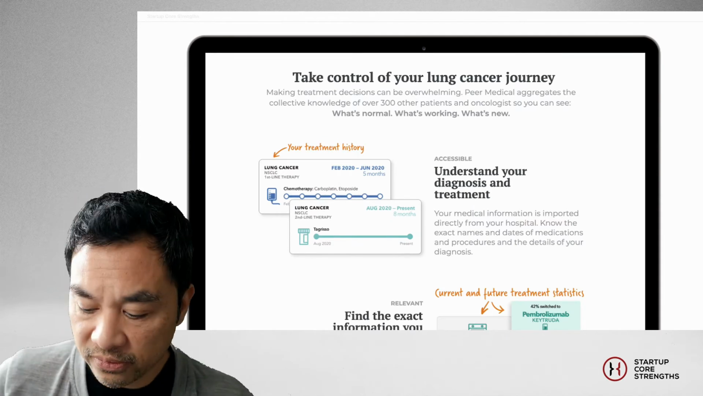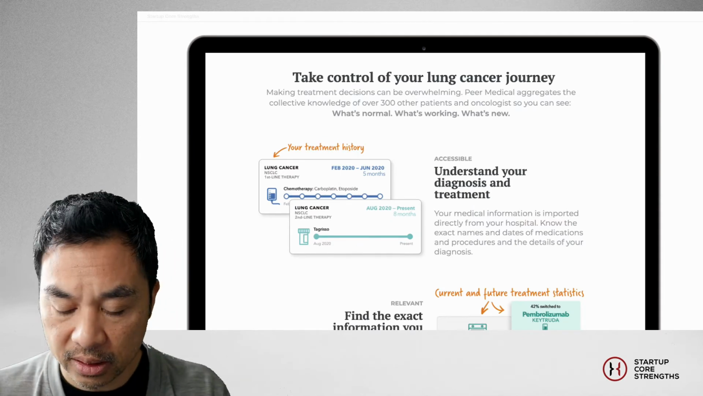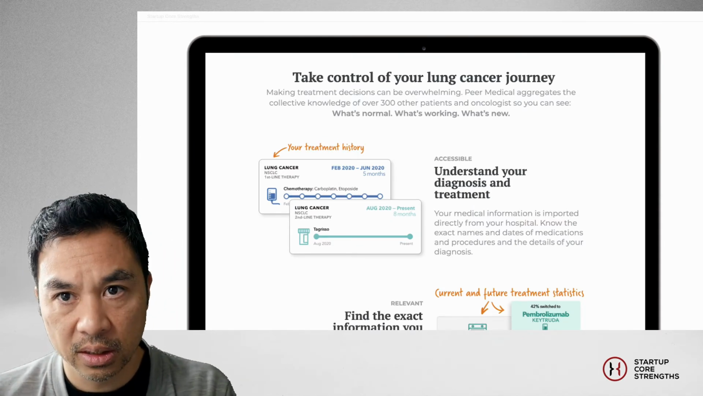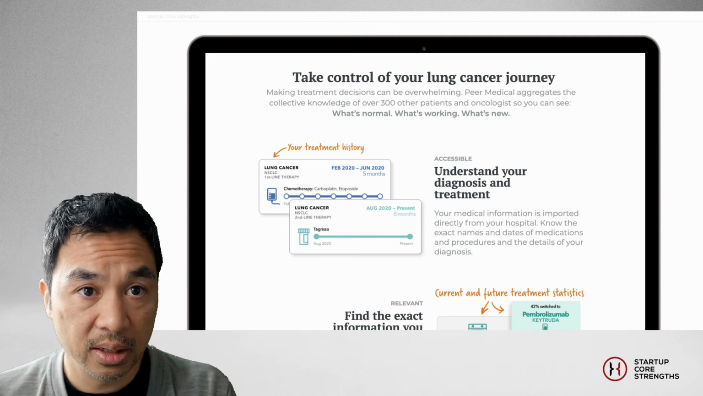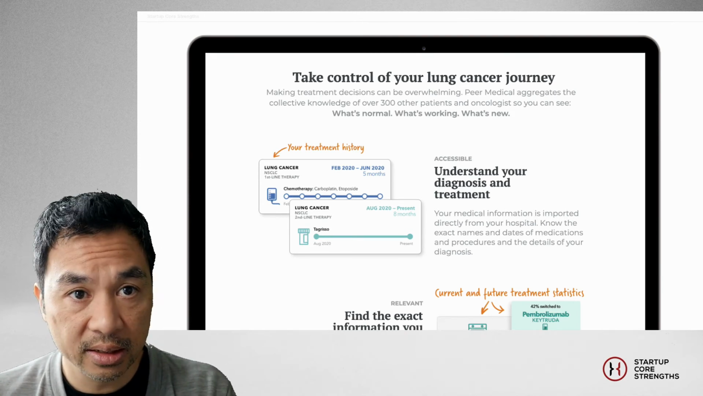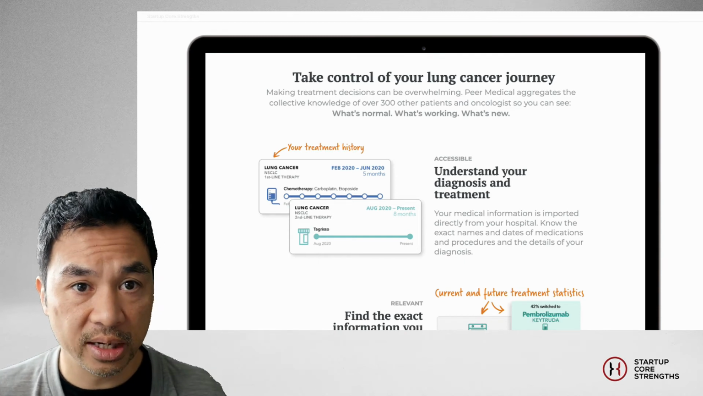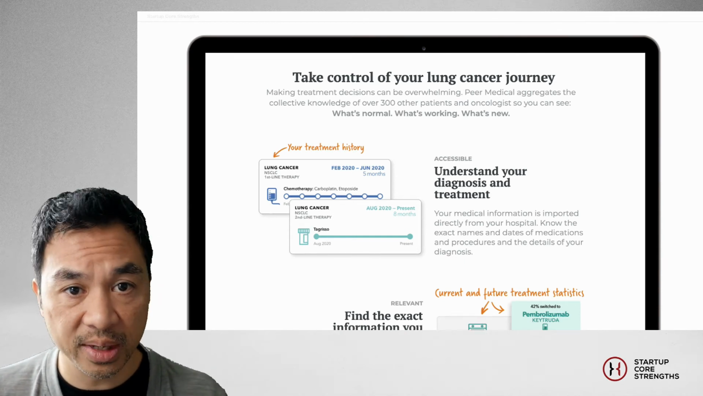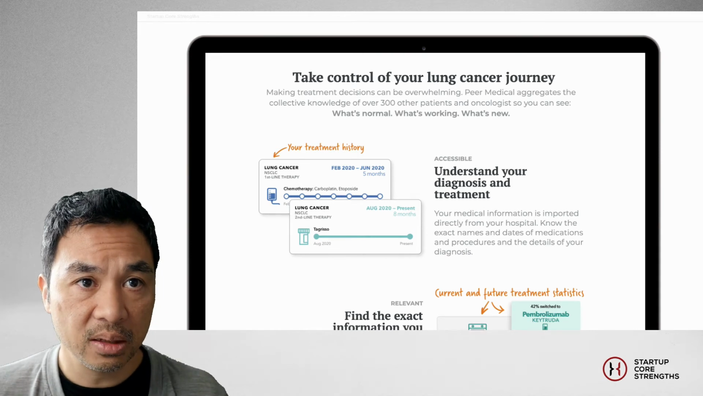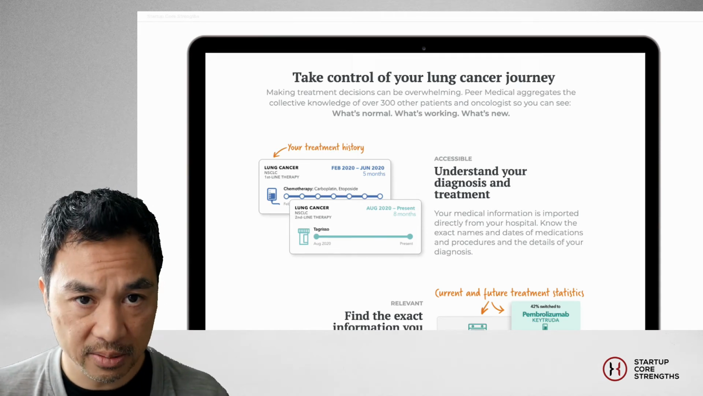This is one of our portfolio companies called Pure Medical, and they help cancer survivors look for lung cancer treatments. Here, again, they've broken it out and shown you, okay, this is what you can do. You can understand your diagnosis and treatment better. You can find the exact information you need. What else do your prospects need?